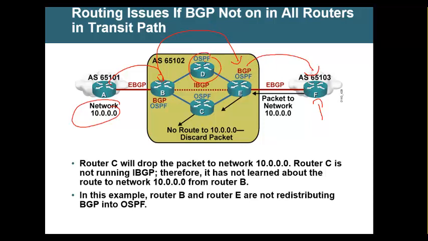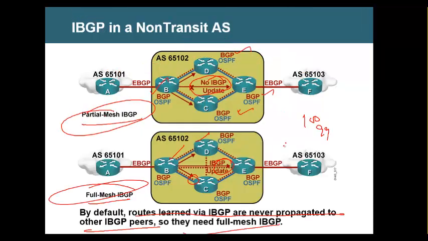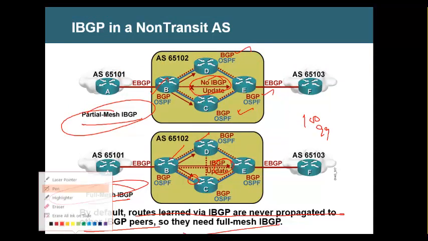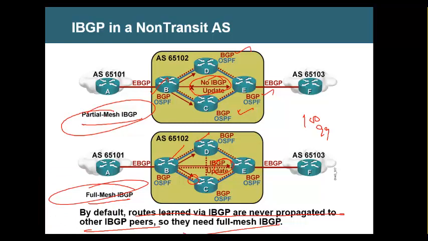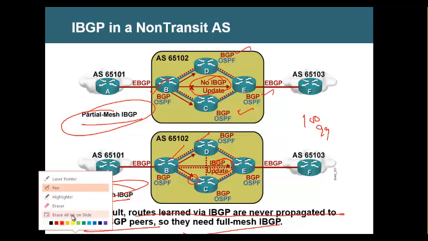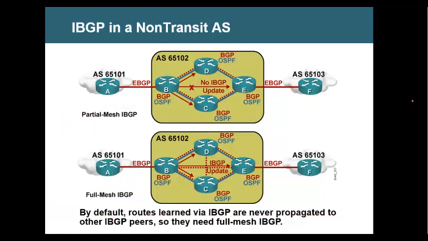Otherwise there's a black hole. So if you are making full mesh, you need to form full adjacency. Sorry, if you are running BGP on all routers, you need to make full mesh. That's the moral. That's the end of the story. Please ask me questions.